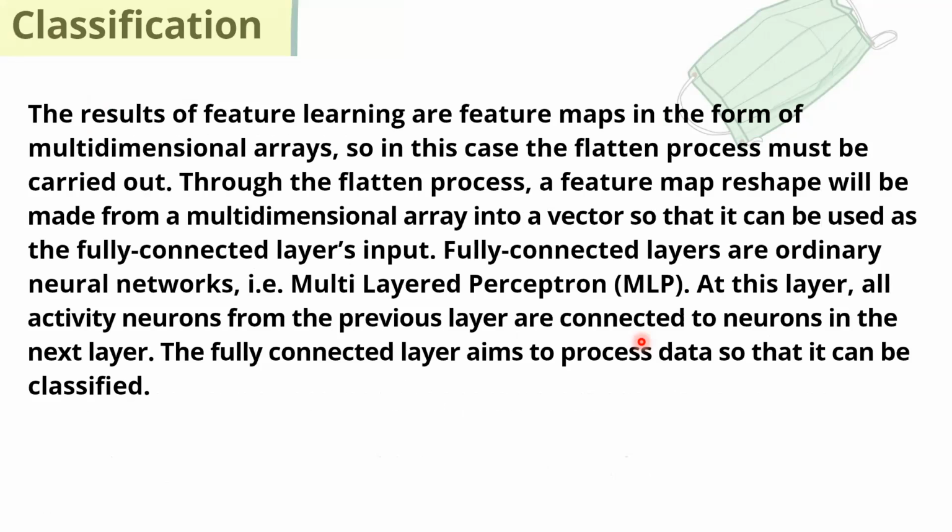And the second major part of the CNN is the classification process. The result of feature learning is feature maps in the form of multi-dimensional arrays. So in this case, the flatten process must be carried out. Through the flatten process, a feature map will be made from a multi-dimensional array into a vector so that it can be used as the fully connected layer's input. At this layer, all active neurons from the previous layer are connected to neurons in the next layer. The fully connected layer aims to process data so that it can be classified.